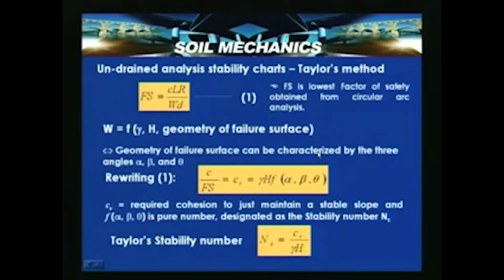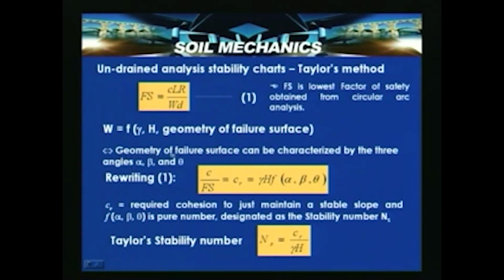Now, let us extend based on the derivation we have already made. Factor of safety can be given as CLR divided by WD, where CLR is the resisting moment and WD is the driving moment. And this factor of safety is the lowest factor of safety obtained from circular arc analysis. Now, W, the weight, is a function of unit weight, height and geometry of the failure surface, the slope inclination and other components.